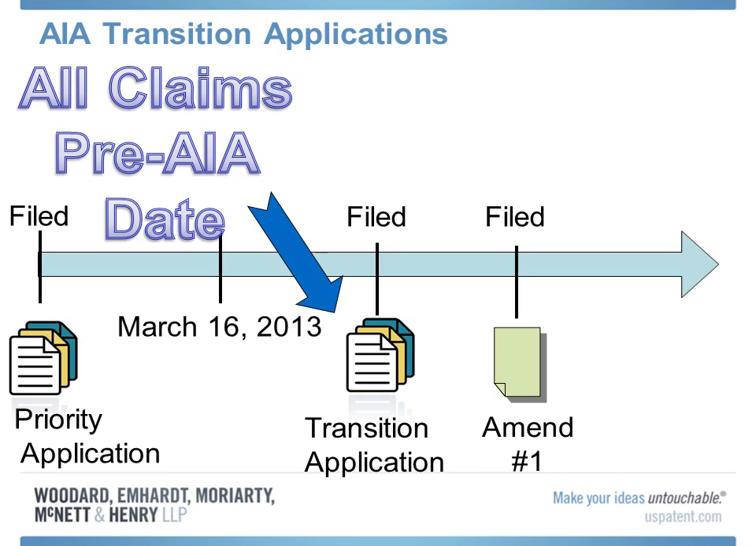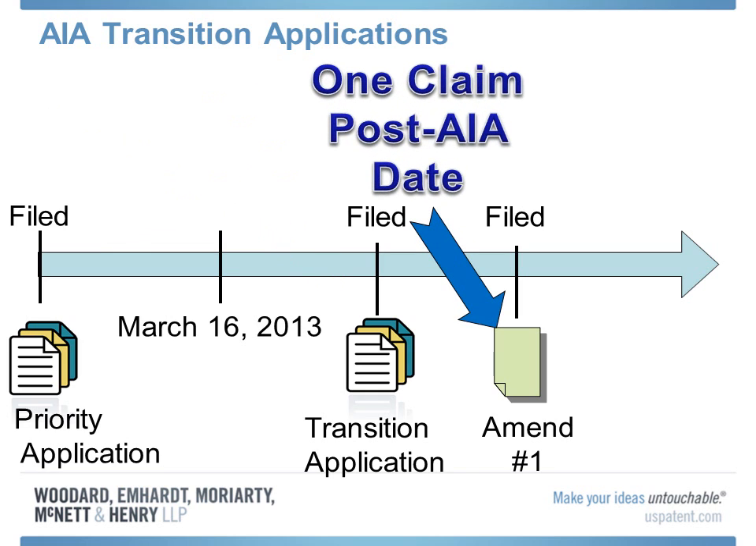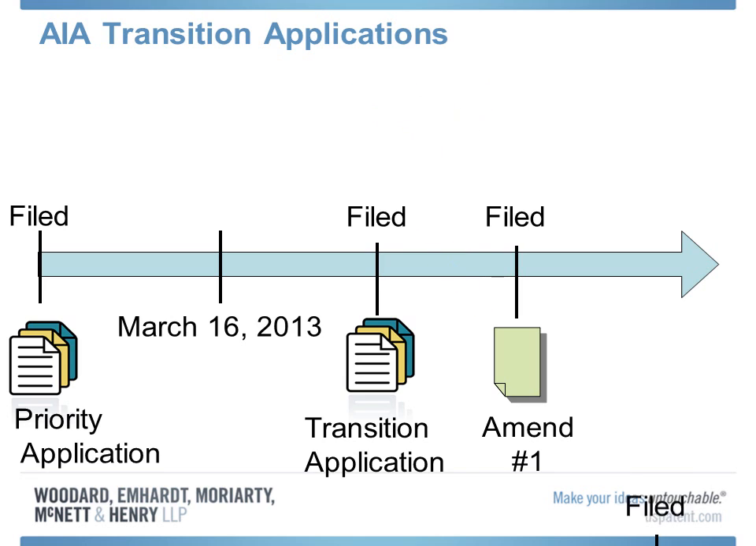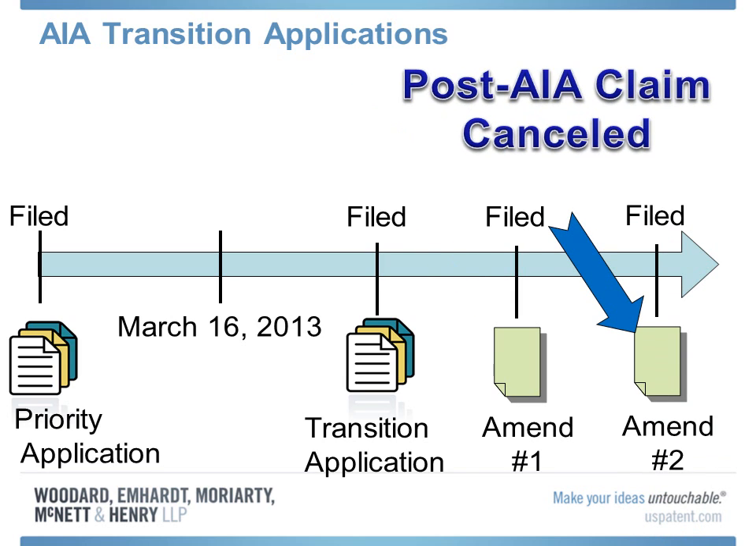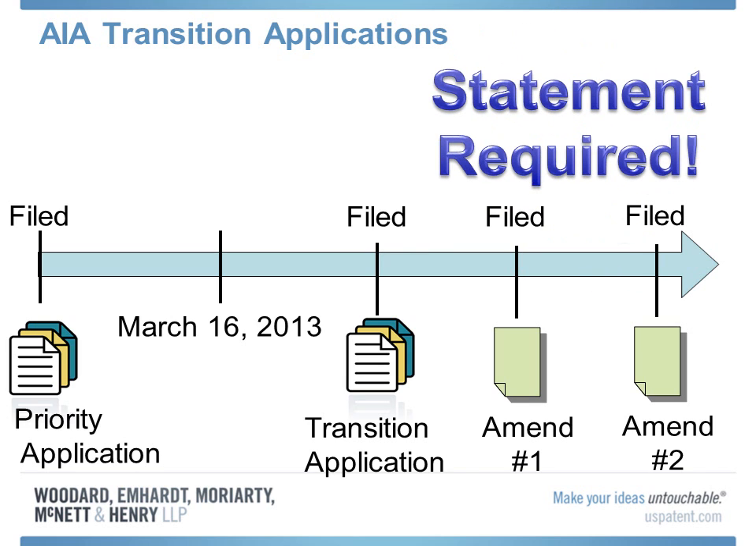Okay, let's do another example. All claims are pre-AIA date applications. One claim has a post-AIA date. I file a preliminary amendment with one post-AIA date claim in it. I go ahead and file a subsequent preliminary amendment going, oh, darn, I messed up. I cancel that post-AIA or AIA claim. Can I fix it? No. I still need to make my statement, so I'm toast.